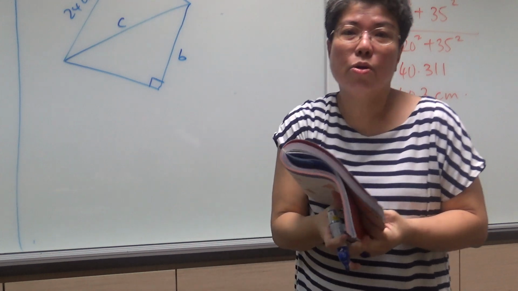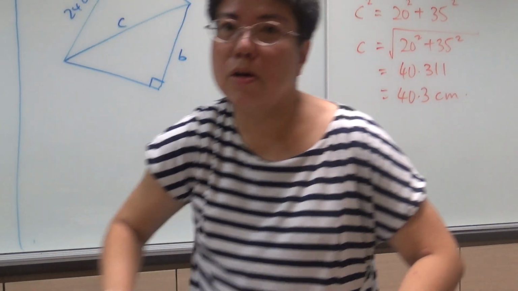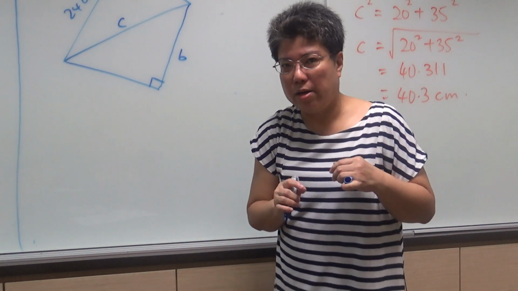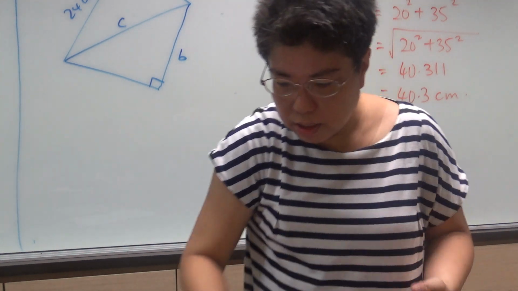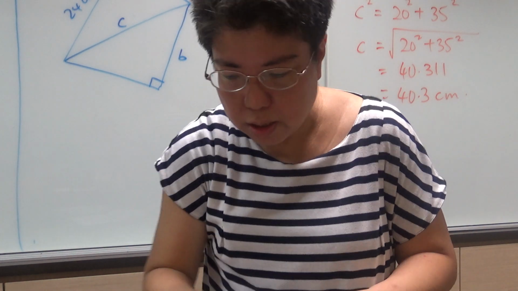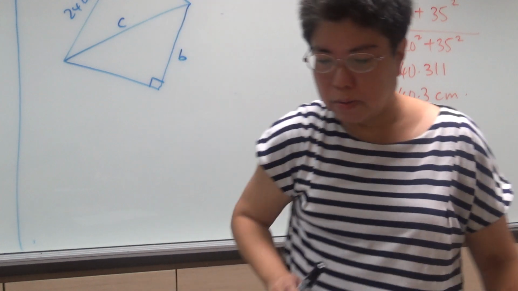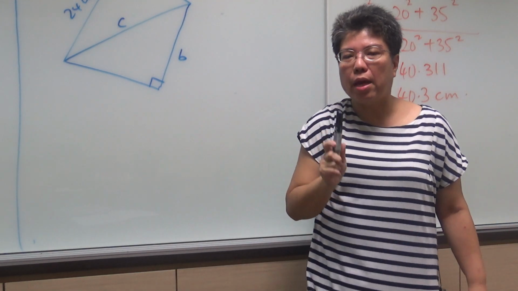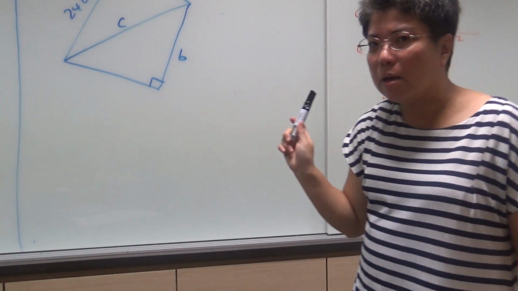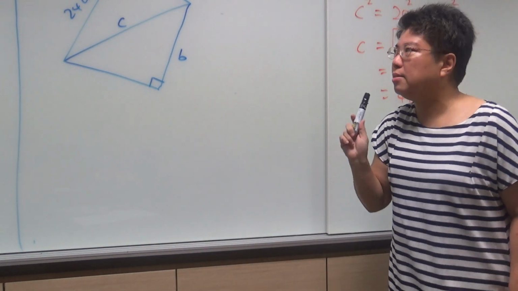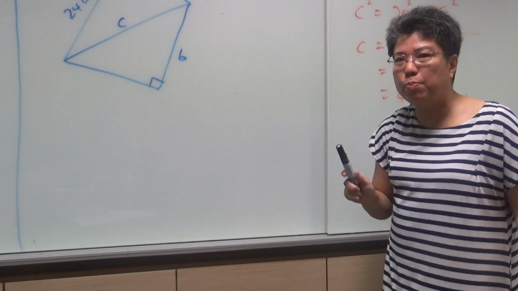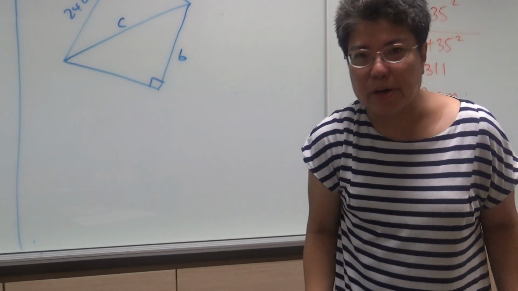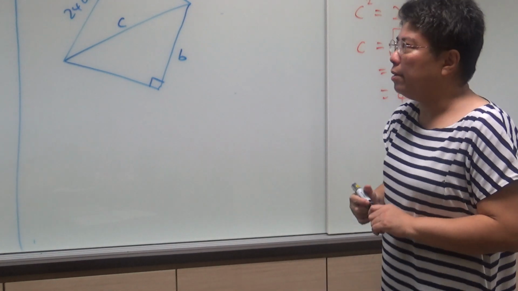Now, students, feel free to pause the video if you are confused, and you can look at it again. Now, in this particular question, there are 2 unknowns, C and B here. Now, I want to take a few seconds to look at it. Is it easier to find C first? Or is it possible to find C first or B first? Now, take a look at it.